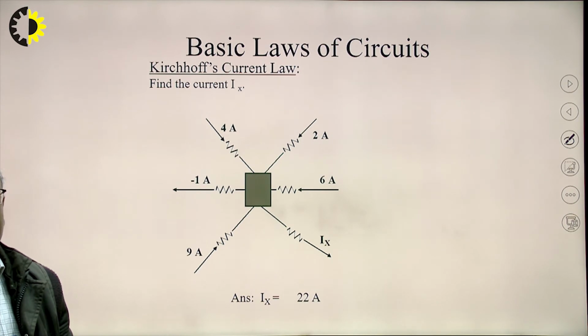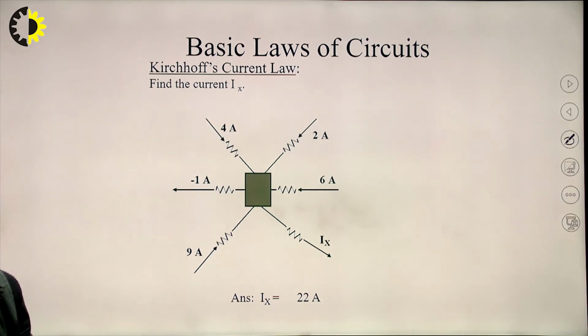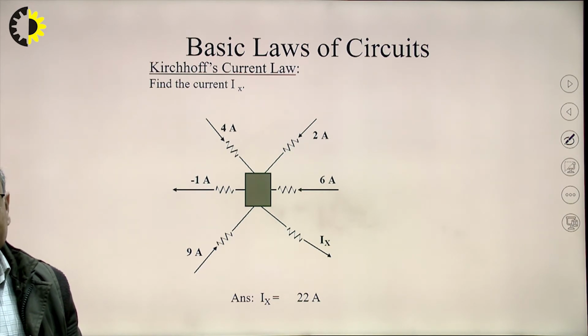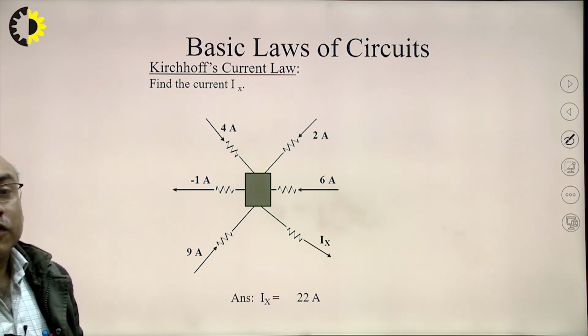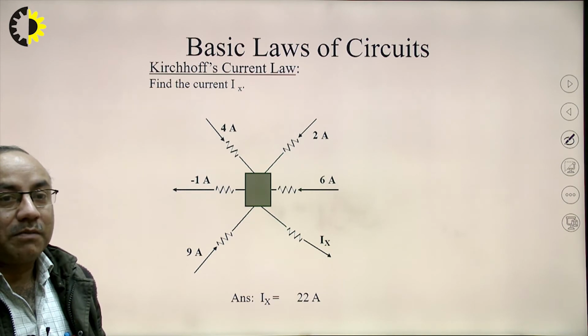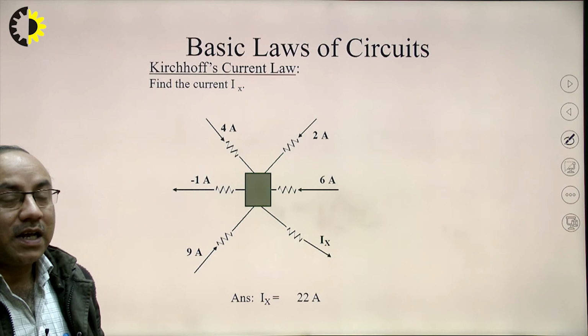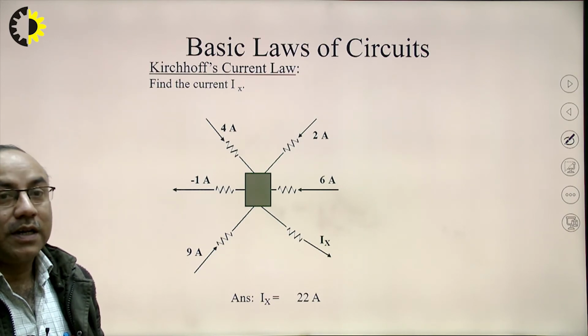So, we can see 4 ampere, 2 ampere, 6 ampere and 9 ampere currents are the entering currents to the node, while minus 1 ampere and Ix are the currents leaving the node. So, as per KCL we will write 4 plus 2 plus 6 plus 9, that becomes 21, the sum of entering currents. It will be equal to Ix minus 1, which is the sum of leaving currents. So, from this the value of Ix will become 21 plus 1, that becomes 22 ampere. So, in this way using the KCL we find the value of this current.